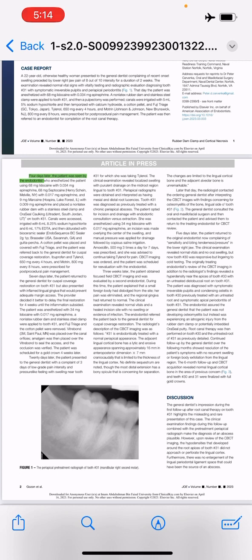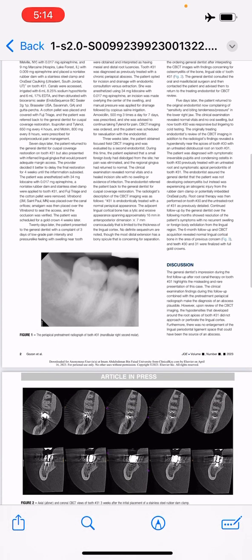Then amalgam was placed. 20 days later, the patient presented to the general dentist with a complaint of 3 days of low-grade pain and a pressure-like feeling with a swelling near tooth number 31, for which she was taking a painkiller. The clinical examination revealed localized swelling with purulent drainage on the mid-root region lingual to tooth number 31.